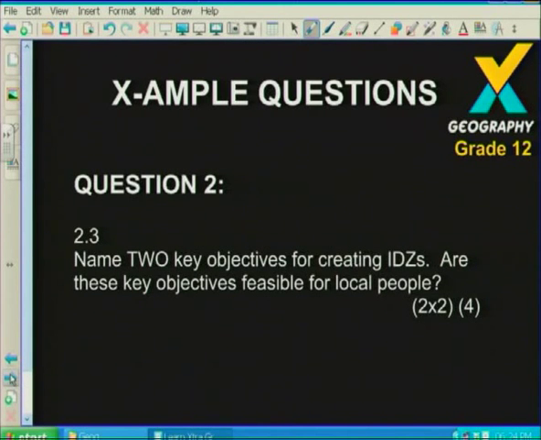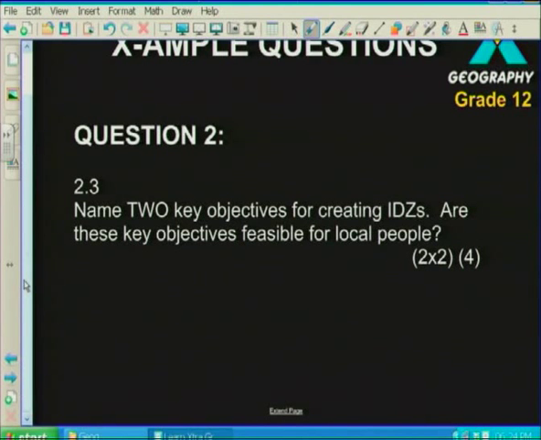Question 2.3, name 2 key objectives for creating IDZs. Are these key objectives feasible for local people? Now, this is a double-barreled question. 2 times 2, 4 marks here. You've got to answer 2 questions in one. So break it down and look carefully at how you're going to answer this properly.